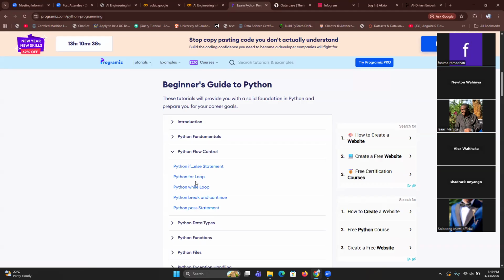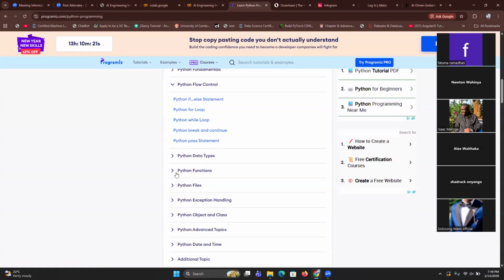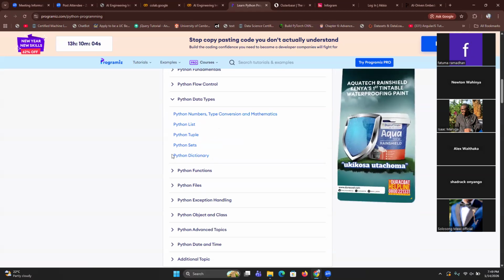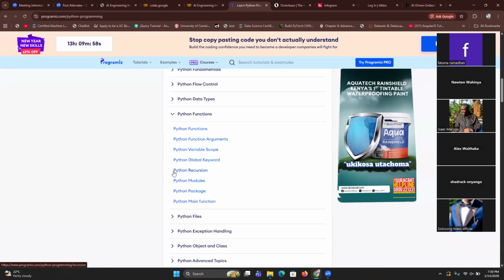Remember, we were talking about decision making and looping statements, where we were talking about the if statements. For looping, we talked about the for loops, the while loops, and the keywords that are used to control looping. Then from there, we also mentioned, very importantly, the various types of data that you can work with in Python. So remember, we're talking about numbers, strings, booleans, lists, tuples, sets, dictionaries. Those were the various types of data that you can interact with in Python. I think we talked about functions and modules.